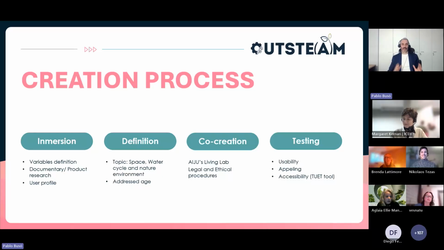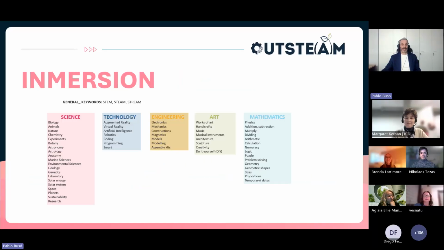So the stage of immersion is getting familiarized with the subject. Definition is to get more concrete about the thing that you want to create, to create a briefing. And co-creation is when you are working with experts, and also in this case with children, trying to create something and then create different prototypes. And after, you have to test everything and sometimes go back to initiate the project again. So we move to the next slide.